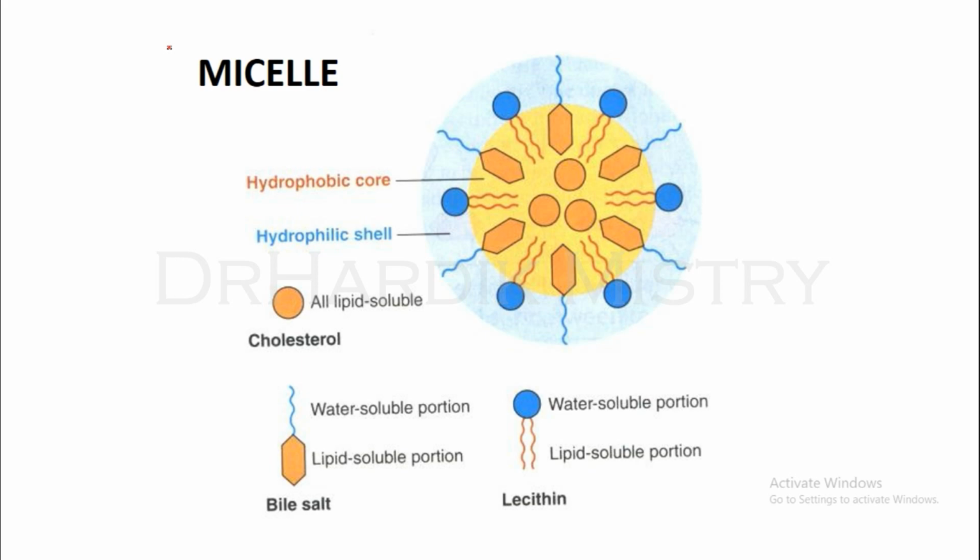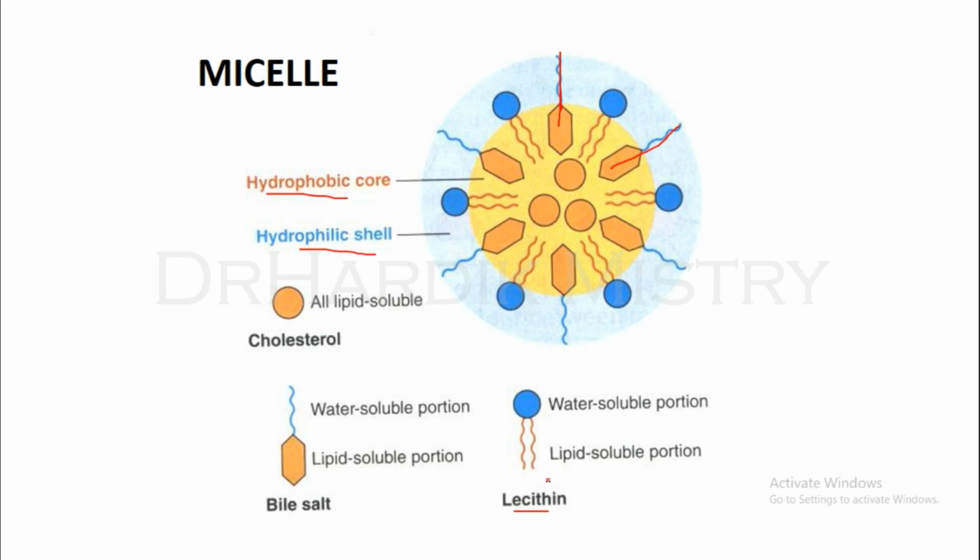This is the structure of the micelle, where there is a hydrophobic core and a hydrophilic shell. The inner part you are seeing in yellow is the hydrophobic core, and the bluish part is the hydrophilic shell. This hydrophilic shell has the different fat materials, monoglycerides, free fatty acids and so on. And as you are seeing, these are the bile salt molecules. This is the lipid soluble portion of the bile salt, and this is the water soluble portion.